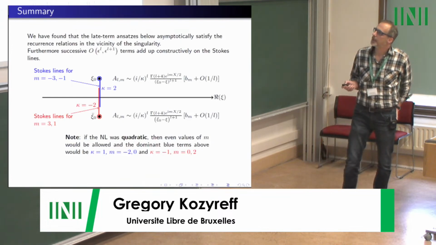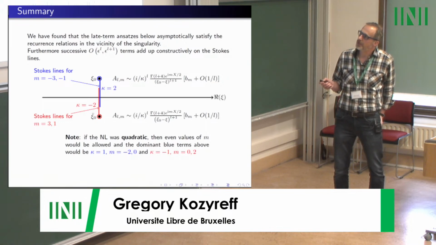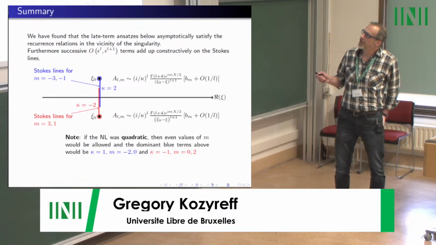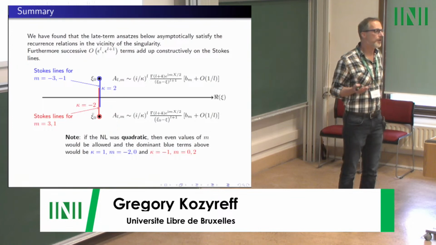With that, we find that the leading terms are for kappa equals 2 and kappa equals minus 2. For the positive kappa, these terms will produce a Stokes line in correspondence to the harmonics m equals minus 3 and 1. And for kappa equals minus 2, you will have a Stokes line emanating from this singularity, and that Stokes line will cross the real line for psi.